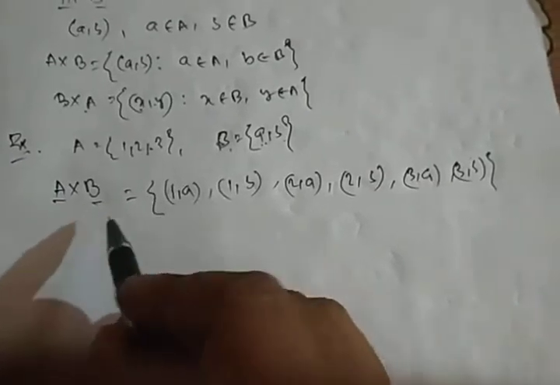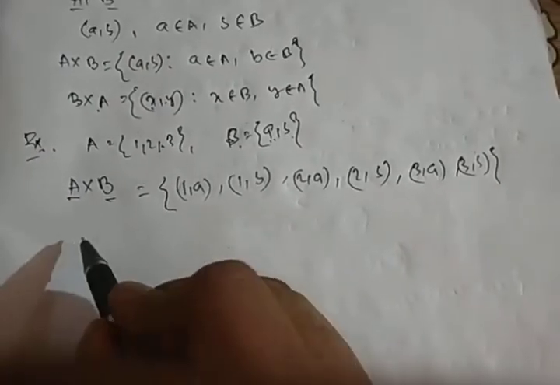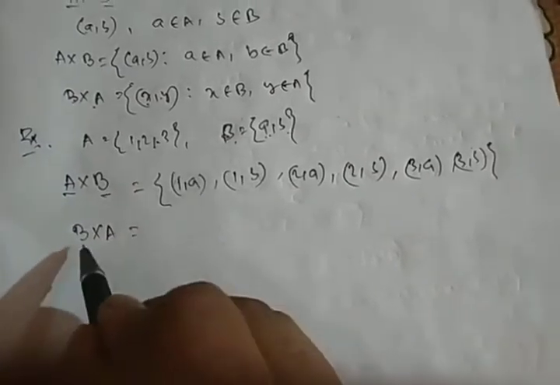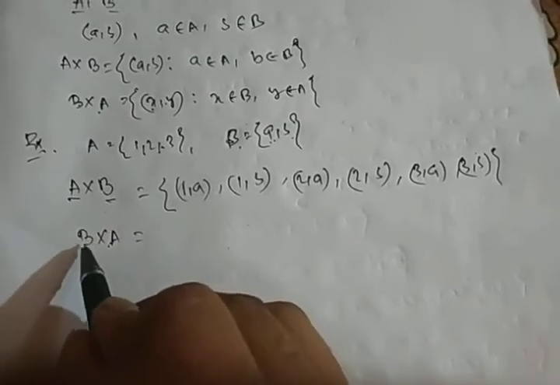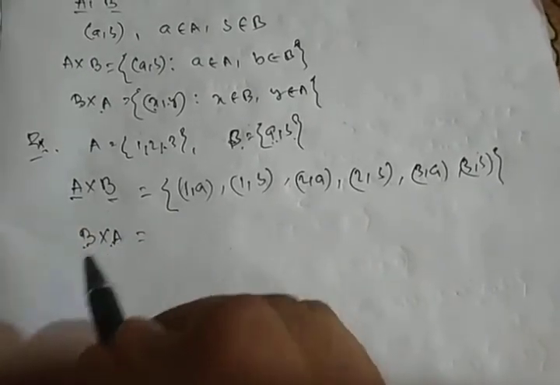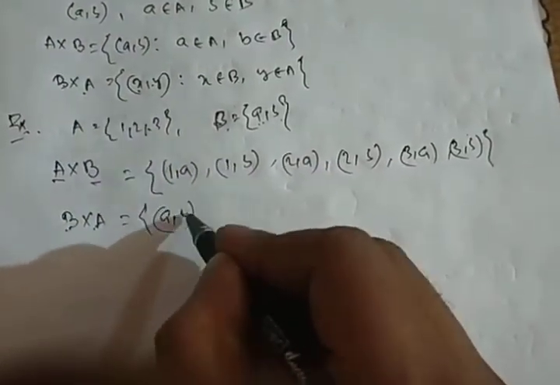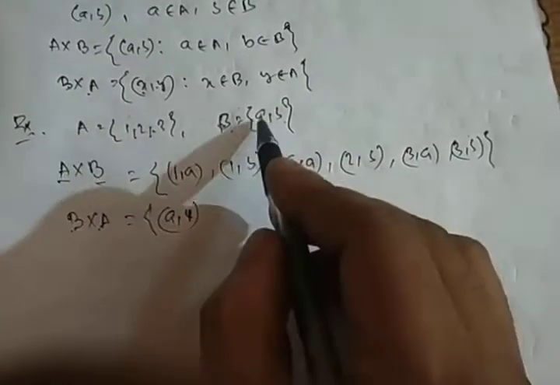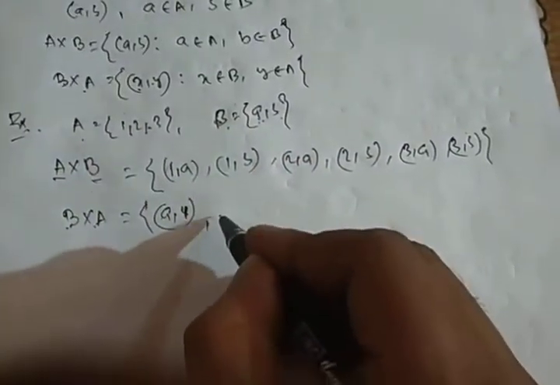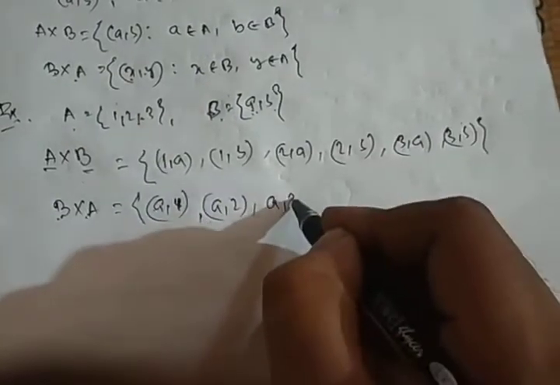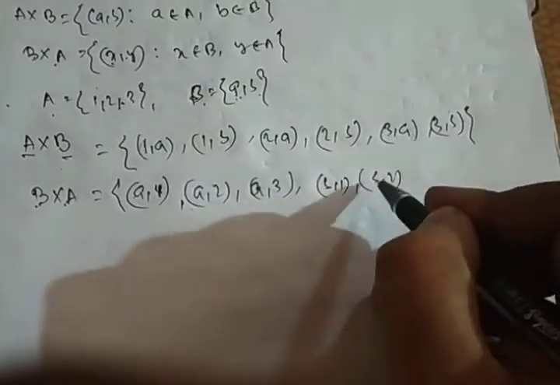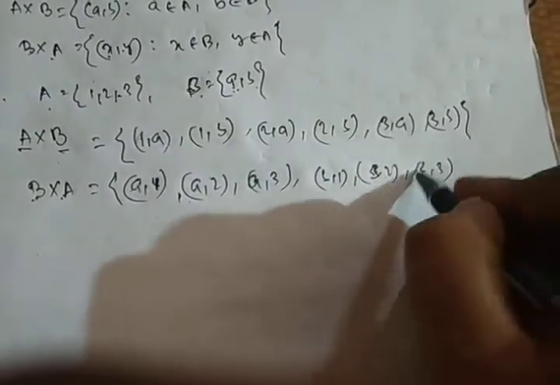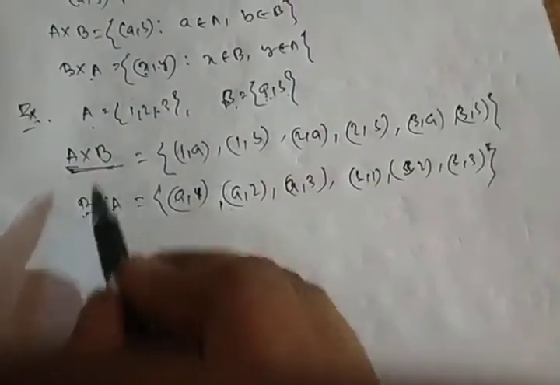So A cross B is this. Also if we write B cross A, it means in the ordered pair the first element comes from B and the second element comes from A. So all the ordered pairs will be (a, 1), (a, 2), (a, 3), also (b, 1), (b, 2), (b, 3). Okay, understood?